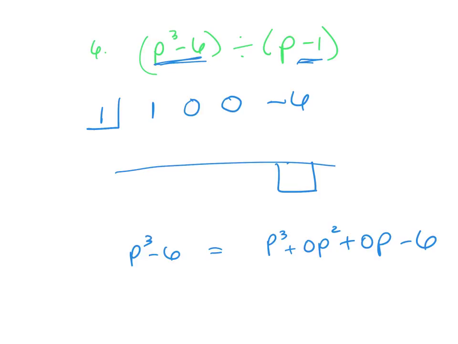All right, so here we go. We got 1 here. 1 times 1 is 1. Add those together is a 1. 1 times 1 is 1. Add those together is a 1. 1 times 1 is 1. Remainder is -5. Everybody get that?